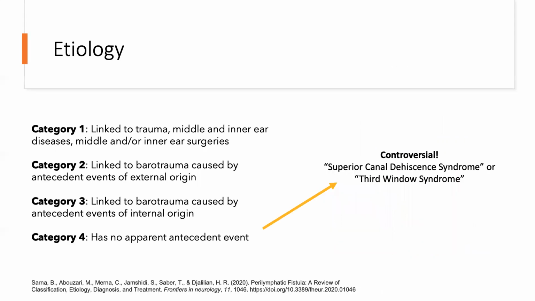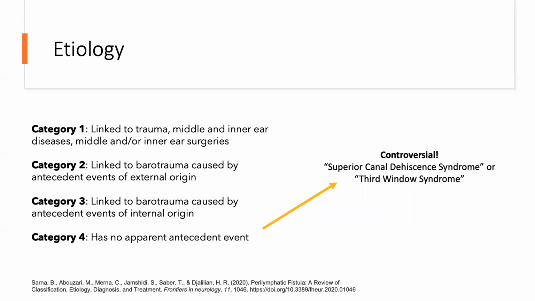So now that we understand what this is, we can ask, how does this happen and what causes a tear in the first place? Well, perilymphatic fistulas can be categorized in 4 ways. Category 1 is linked to trauma, middle and inner ear diseases, and middle and/or inner ear surgeries as well.